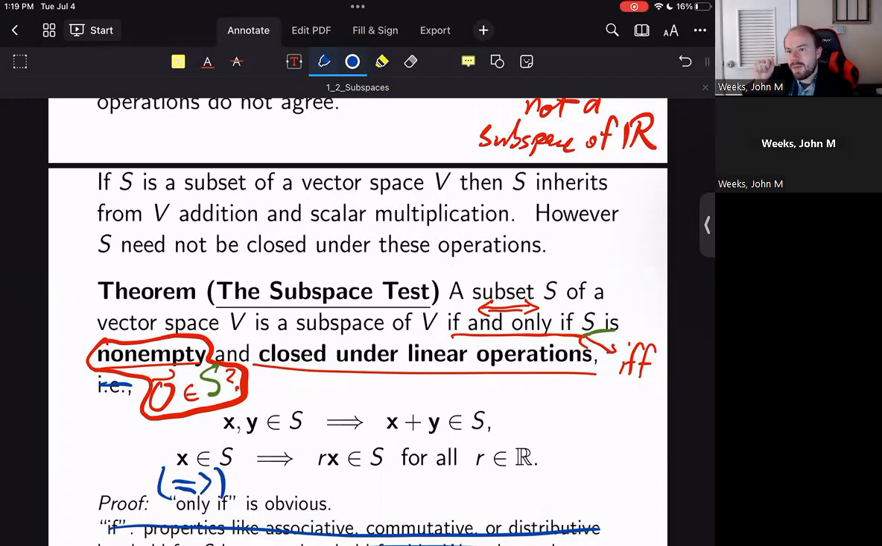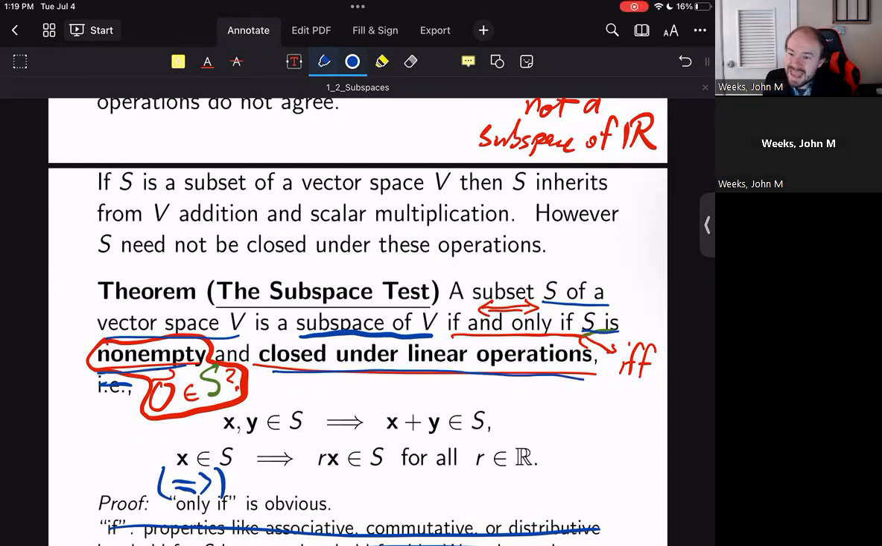So this is an arrow pointing to the right, a bolded arrow to the right. And what that means is that you're going to start from a subspace and try and say, okay, if S is a subset of V, if it's a subspace, so we're doing one direction of the implies here. If it's a subspace, then S is not empty and closed under linear operations. So we're going to try and go this direction.